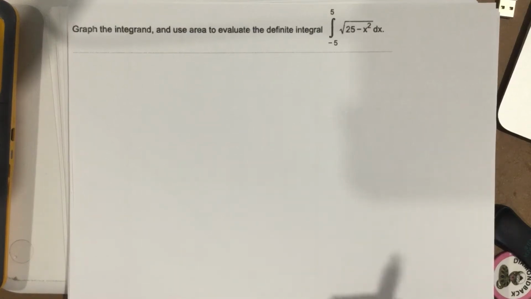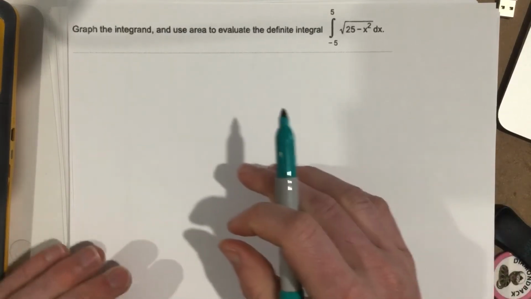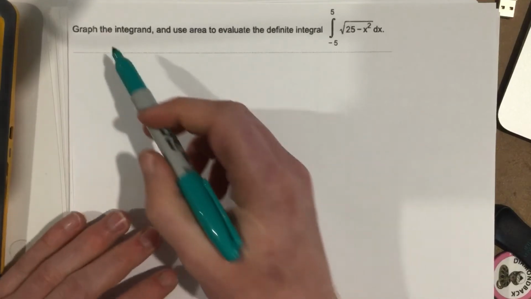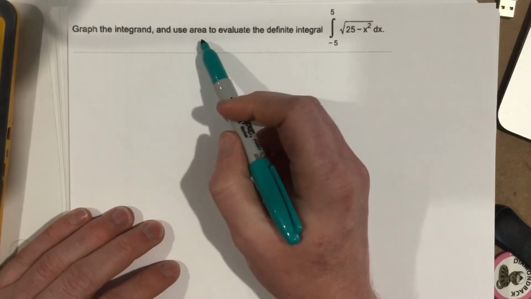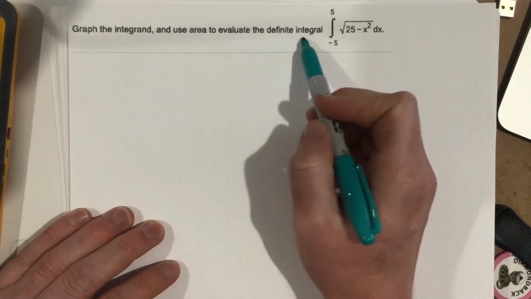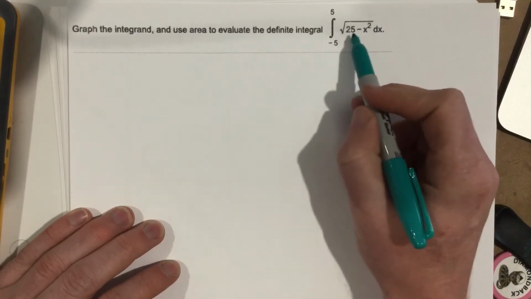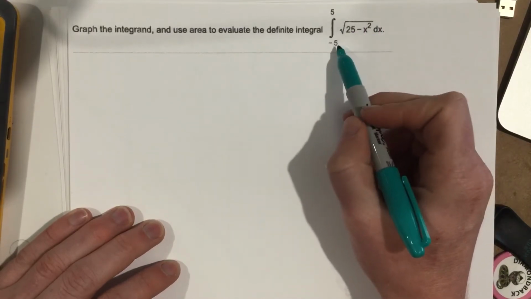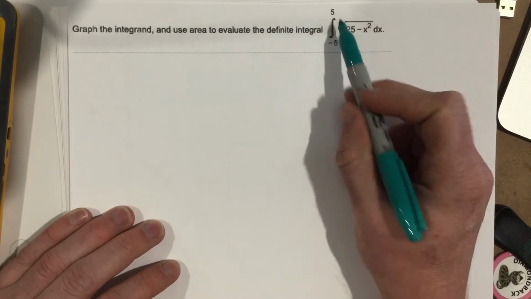This is problem number 1 from section 5.3. In this problem, they want you to graph the integrand and use area to evaluate the definite integral, which is the square root of 25 minus x squared. We're integrating from -5 to 5.